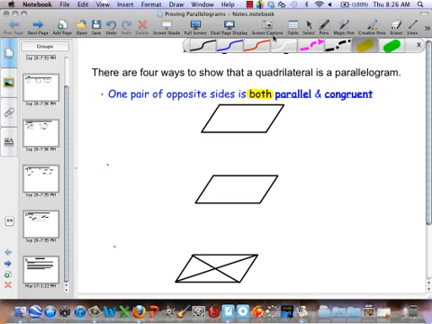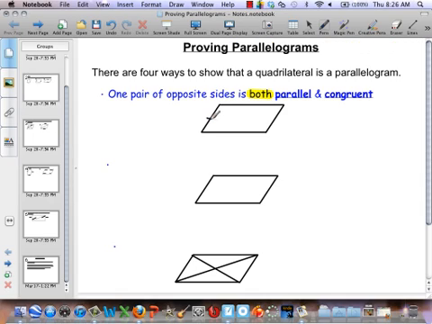So what that means is if I have a pair of opposite sides that are congruent, that takes care of my congruency, and they are both parallel. What's kind of cool about this is we don't have to worry about the other 2 sides. If you have a pair of sides that are both parallel and congruent, then that makes it a parallelogram automatically. Everything else must follow suit because of that concept.